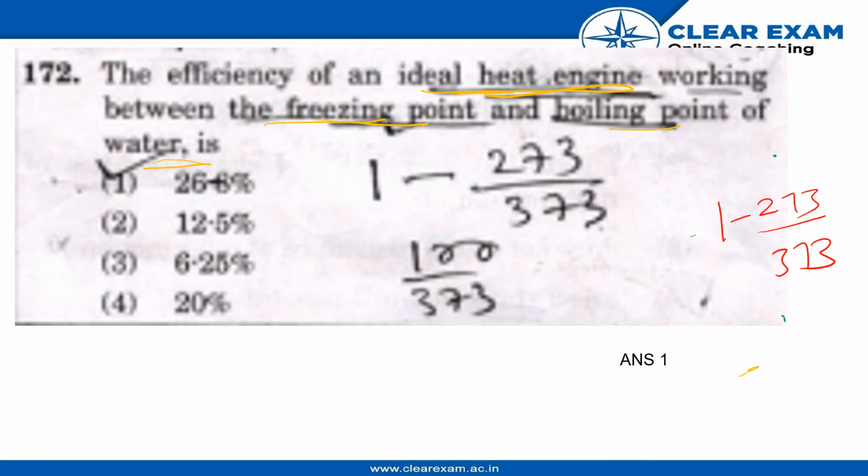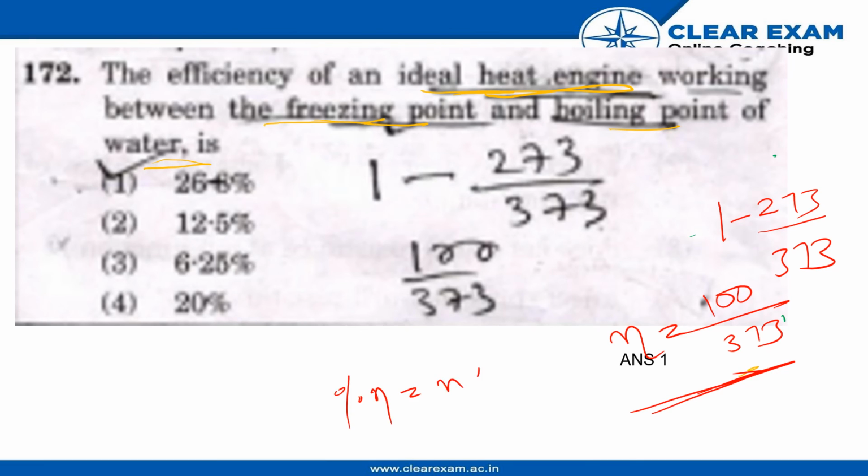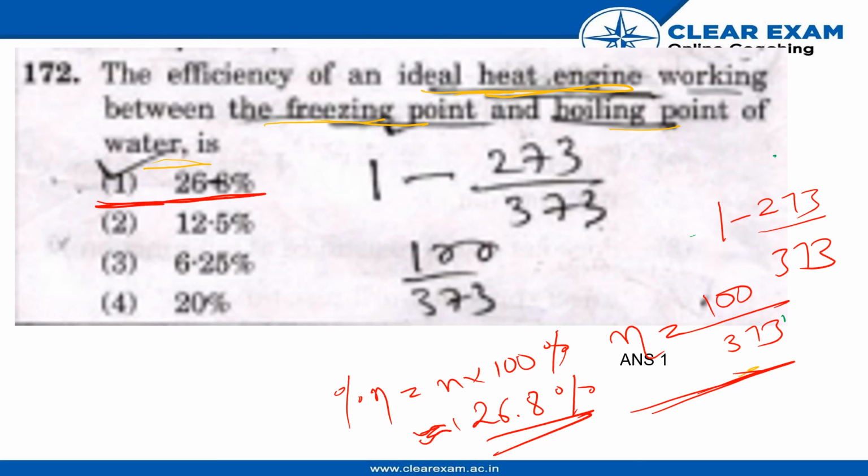Okay, so it will give you 273 upon 373. So now the percentage of efficiency would be eta into 100%. So you can say approximately it would give you 26.8%. So this is the answer. So if you have to choose the option, this one would be the correct option.